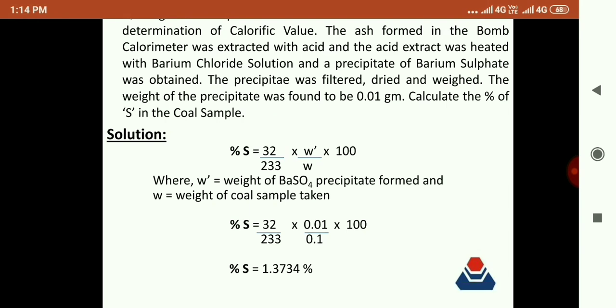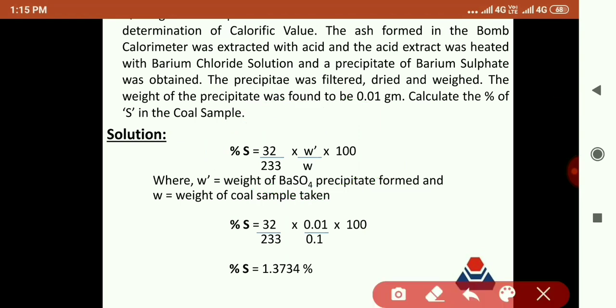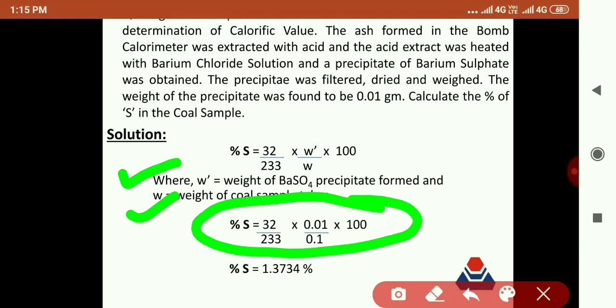So what is the formula? You can see here, this is the formula. Percentage of sulfur is equal to 32 upon 233 into W dash upon W into 100, right? So what is this W dash? W dash is the weight of barium sulfate formed and W is the weight of coal sample taken. And by putting in all these values, you get the percentage of sulfur.